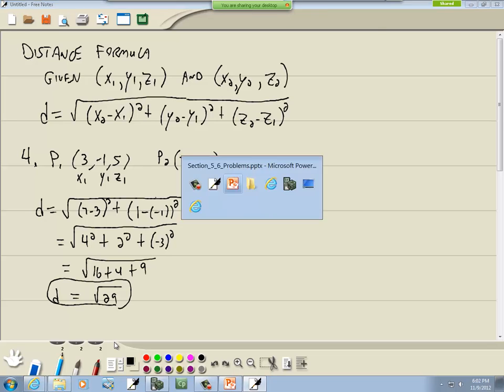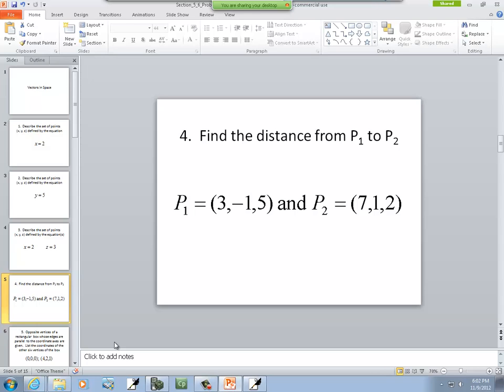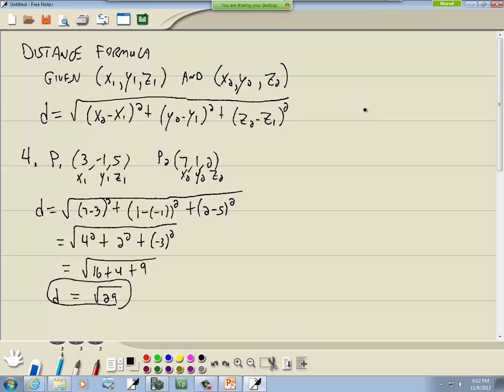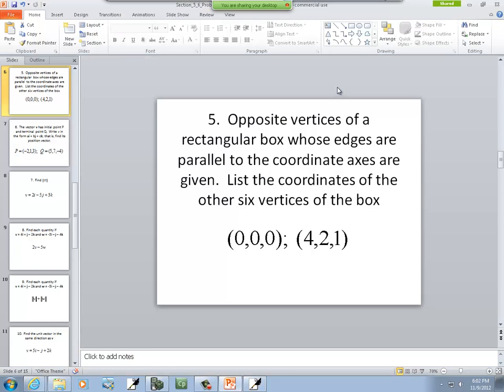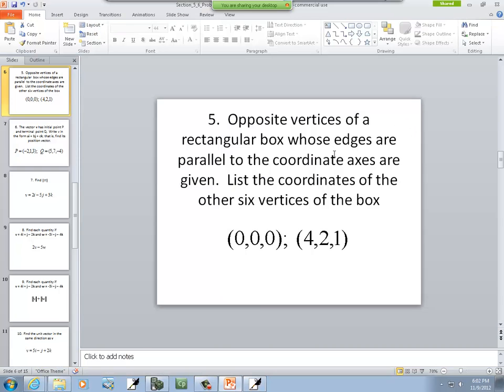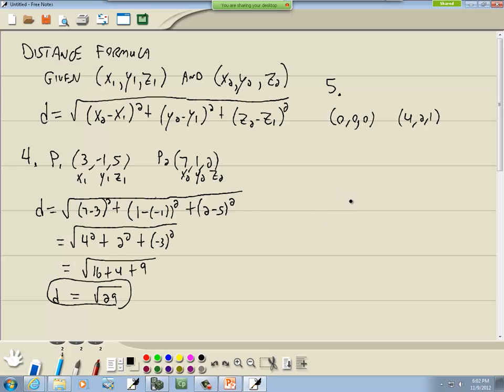Yeah. Okay. Now the next one is back to the pictures. Just kind of for us to draw a picture and then to come up with the vertices. So let me number 5. We got 0, 0, 0, and 4, 2, 1. Now what they're saying here is opposite vertices of a rectangular box whose edges are parallel to the coordinate axis are given. List the coordinates of the other 6 vertices of the box. Well, let's kind of draw this and see what it looks like.